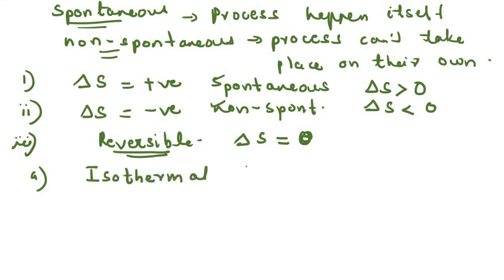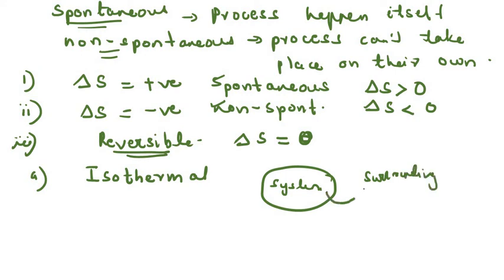So, when we are saying isothermal process, what does it mean? The temperature remains constant. Here we are taking a system, and outside the system, our surrounding is there. When a small amount of heat is transferred to the surrounding, the temperature change is so small that there is particularly no change in the temperature of the surrounding.